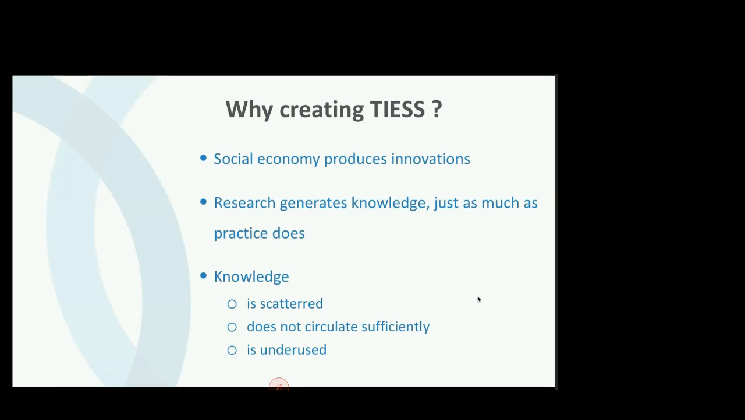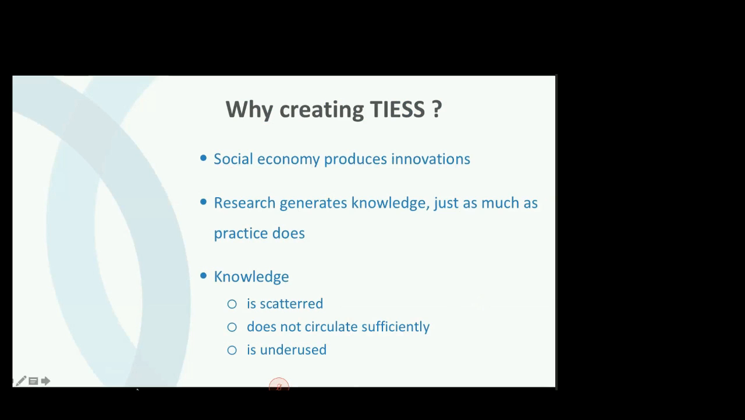There's a lot of knowledge being created in the academic world, but just as much on the field by practitioners. And we think both these types of knowledge are important, but the problem is that this knowledge is scattered, it does not circulate sufficiently, and most importantly, it is underused. We can actually argue that knowledge that's not being used is just information. And I'll come back to it in the way we see knowledge transfer.